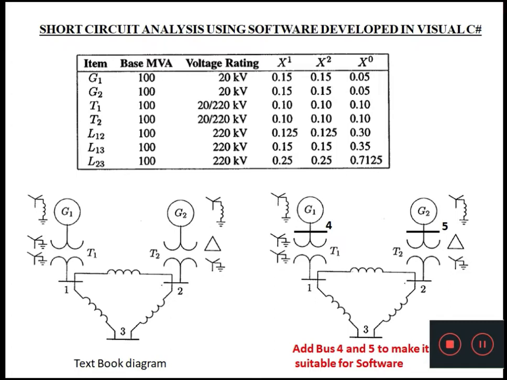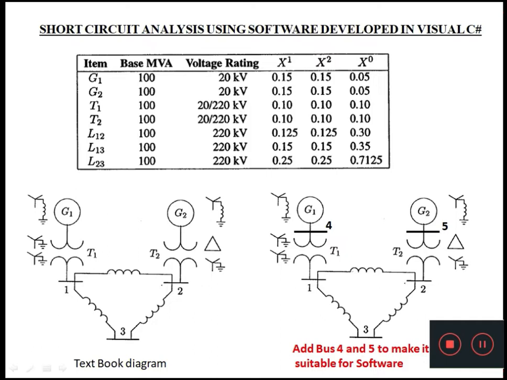The two generators are represented by G1 and G2. The two transformers are T1 and T2. One of the transformers has its primary star with neutral solidly grounded, and the secondary is also star with neutral solidly grounded. For G2, the primary is delta and the secondary is star with neutral grounded. The positive, negative and zero sequence are shown in the figure.